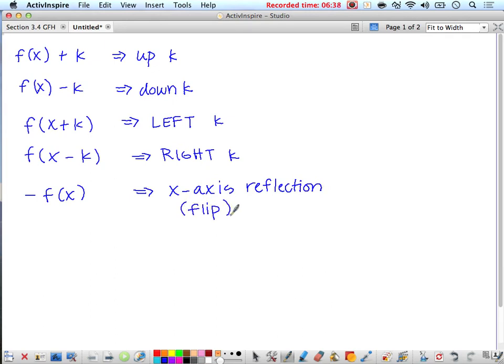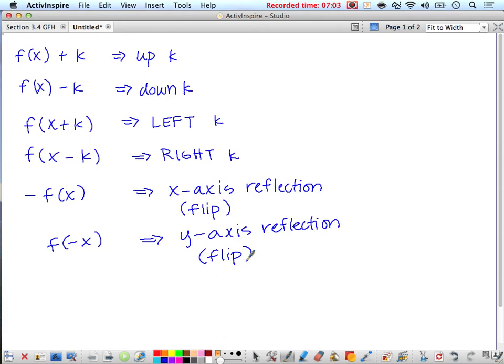I call it an up-down flip. Flips it from up to down or down to up. If the negative is inside the parenthesis or the grouping symbol, it will flip it around the y-axis. So let's just look at a couple of examples of those.